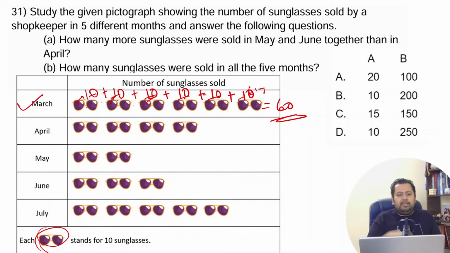So similarly, you can find for April, May, June, July, and then you have to answer these questions A and B. This is A, this is B. You have to find the correct answer, solve it yourself first, and then look at the solution.